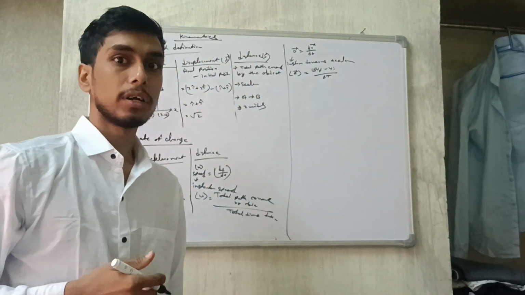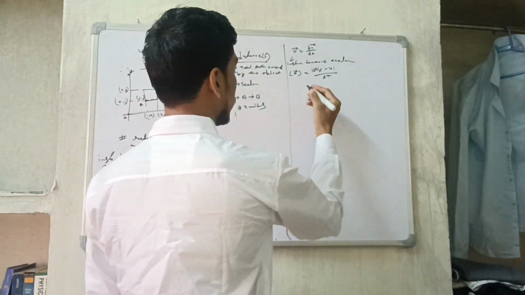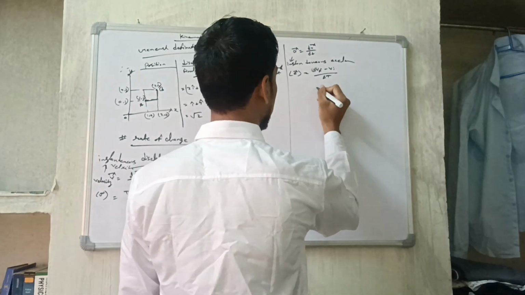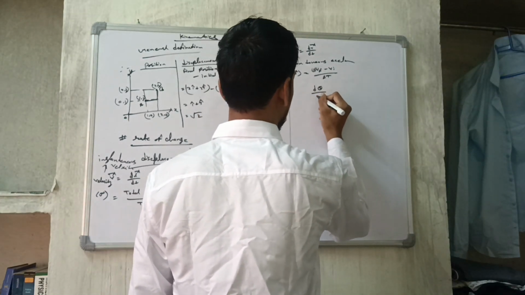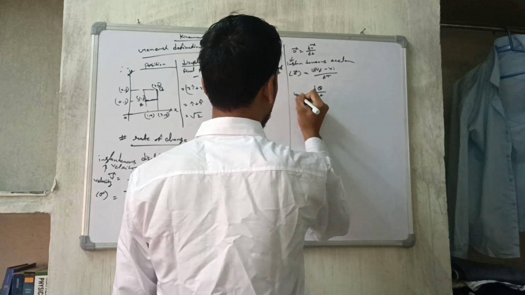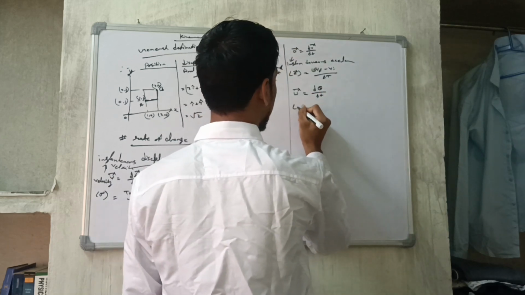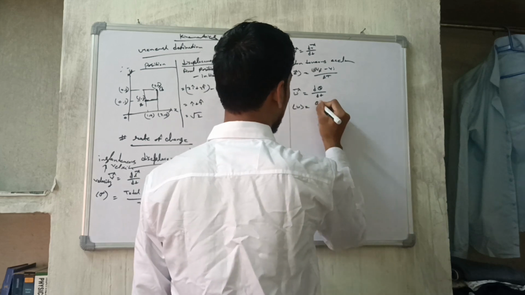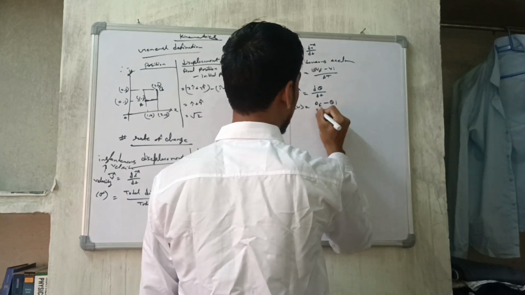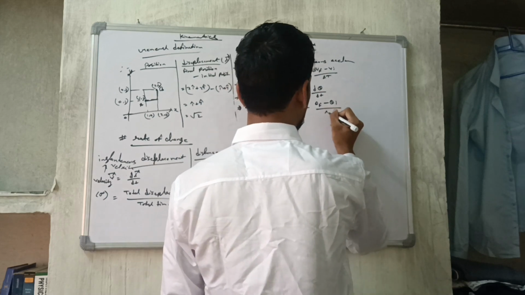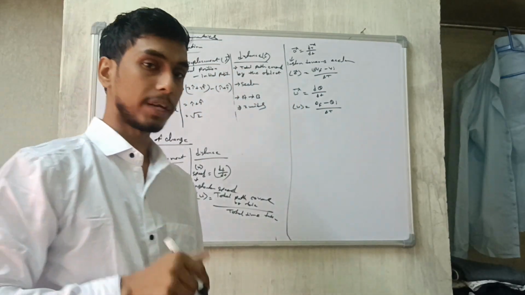Now what will be the rate of change of angular displacement? Angular displacement is theta. The rate of change of angular displacement with respect to time is angular velocity. Average angular velocity is equal to the final angular displacement minus the initial angular displacement, divided by the total time taken.